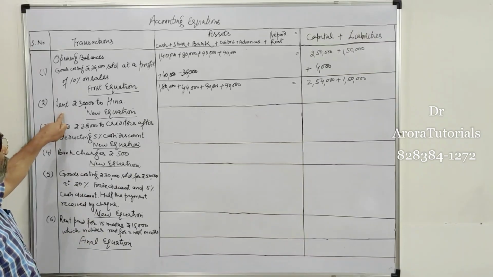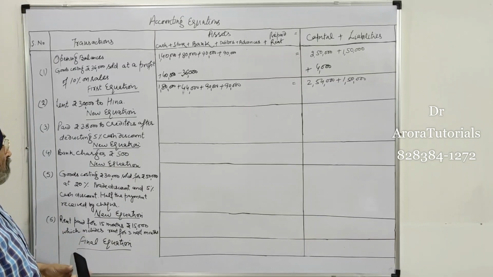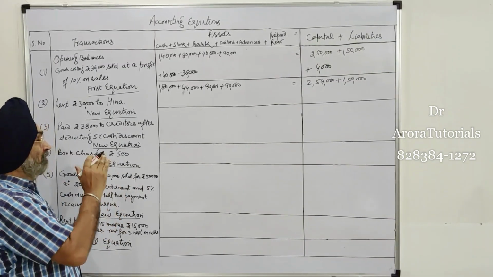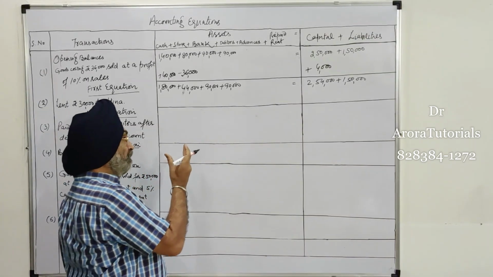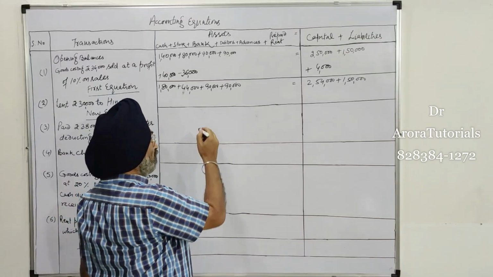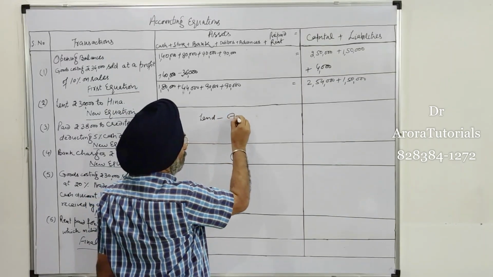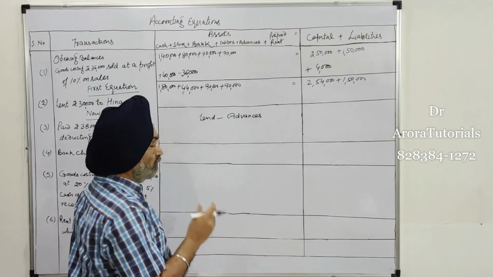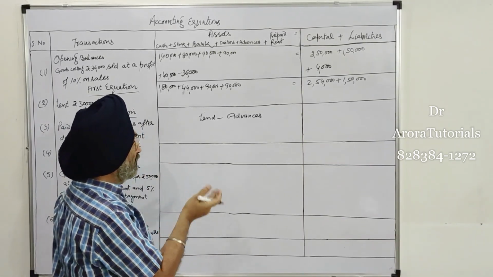Second item, lent rupees 30,000 to Hina. Lent, we gave a loan to Hina. When we borrow the money, we use the word loan. But when we lend the money to somebody, the proper term is advances, so that the word loan may not be mixed with borrowing and lending.